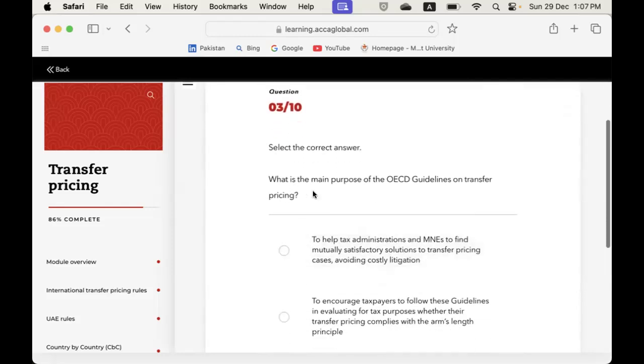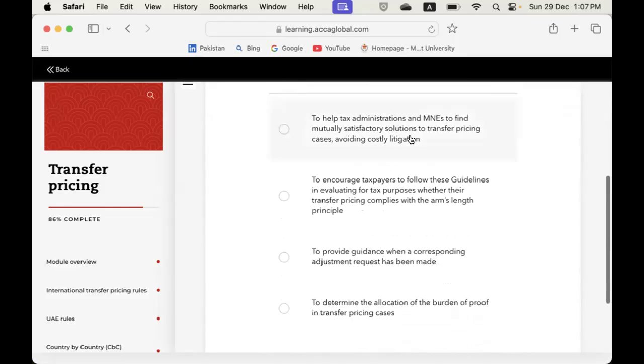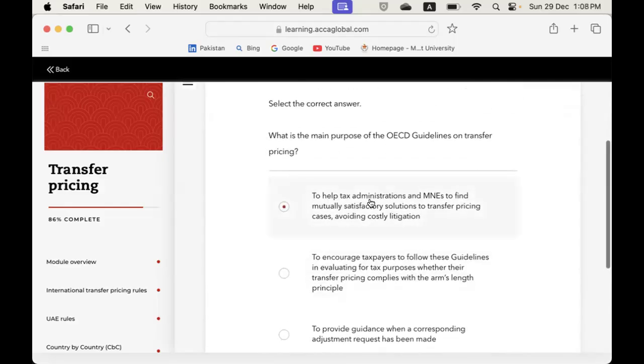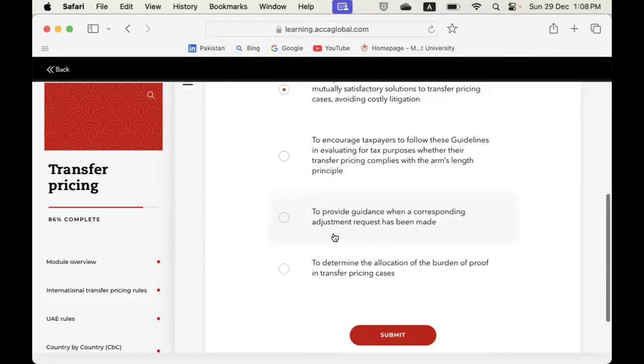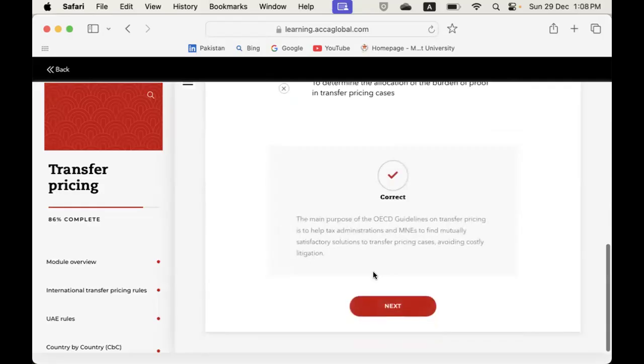Select the correct answers. What is the main purpose of the OECD's guidelines on transfer pricing? To help tax administration and MNEs to find mutually satisfactory solutions to transfer pricing cases, avoiding costly litigation. I remember this was the correct one. To encourage taxpayers to follow these guidelines in evaluating for tax purposes whether their transfer pricing complies with arm's length principle. What is the question? What is the main purpose? I think this is the correct answer, litigation. To provide guidance when a corresponding adjustment request has been made to determine the allocation of the burden of proof in transfer pricing cases. Main purpose is avoid litigation and all that. Okay.